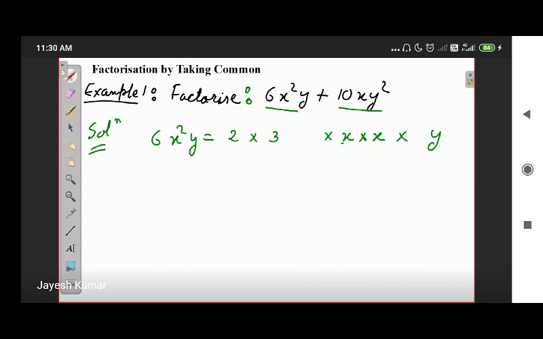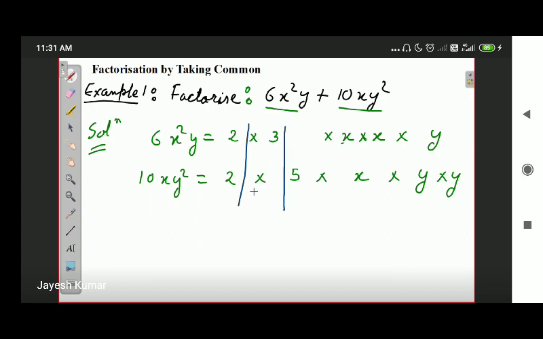In the same manner, we will see the expansion of 10xy square. The expansion of 10xy square will be 10 is 2 into 5, x is x, and y square is y into y. Once again I have grouped them. I have placed 2 below 2. I did not have 3 in the second polynomial, so I have placed nothing below it. I did not have 5 in the first polynomial, so there is nothing above 5. Then there is a group of x, then there is a group of y.